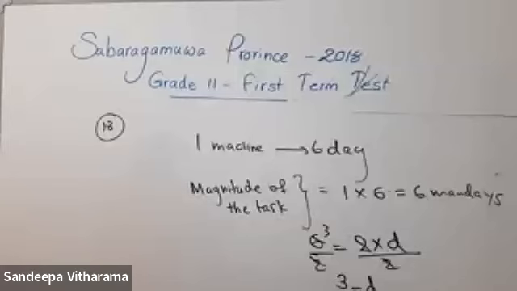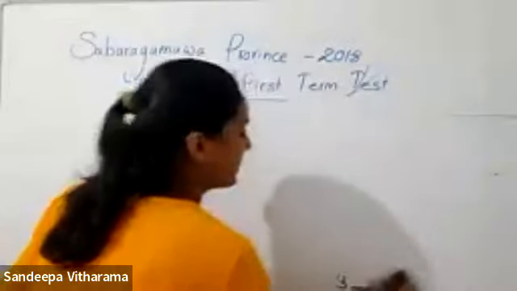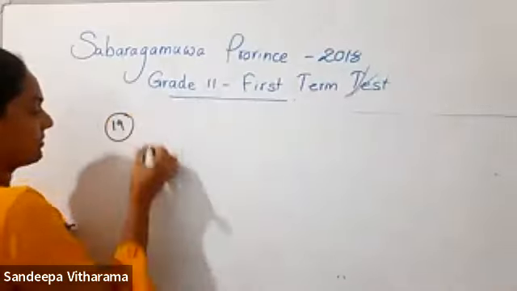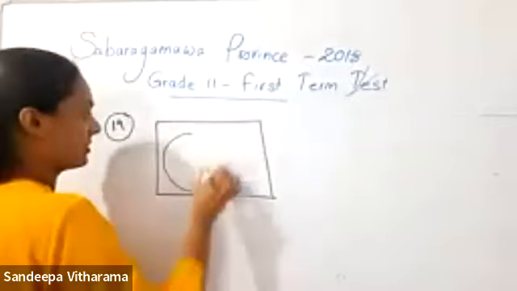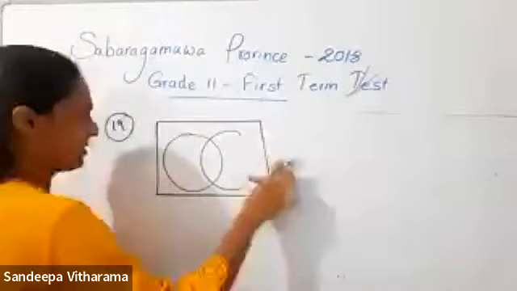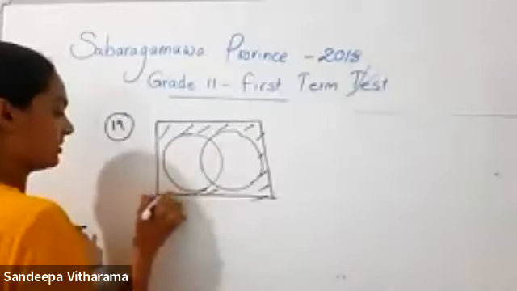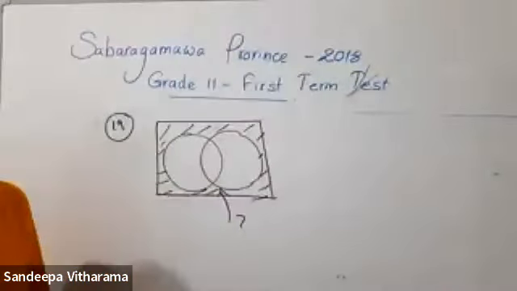Okay, then the 19th question: write down the shaded region in the Venn diagram using set notation. How do we express the given shaded area using set notation? Okay, how do we do this one?